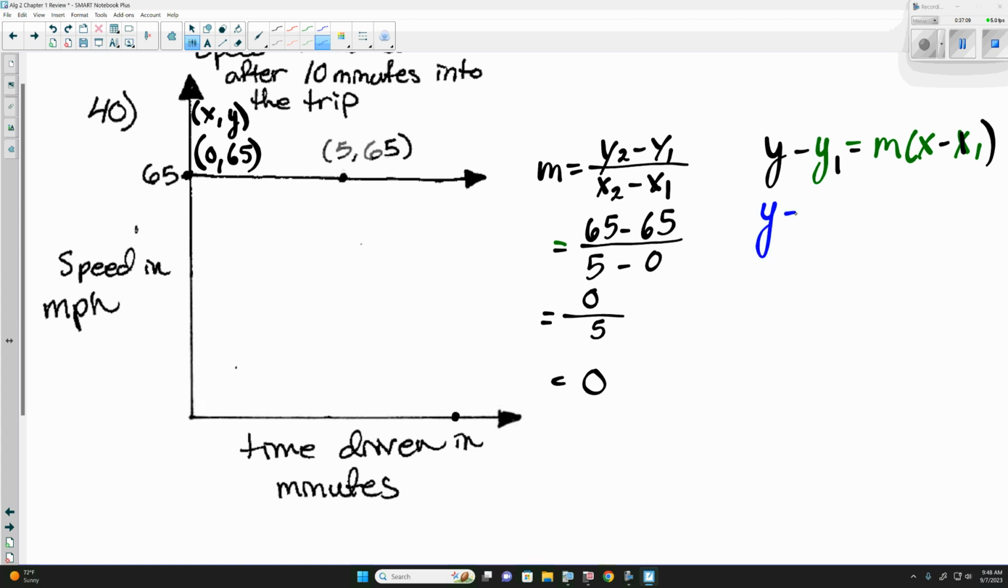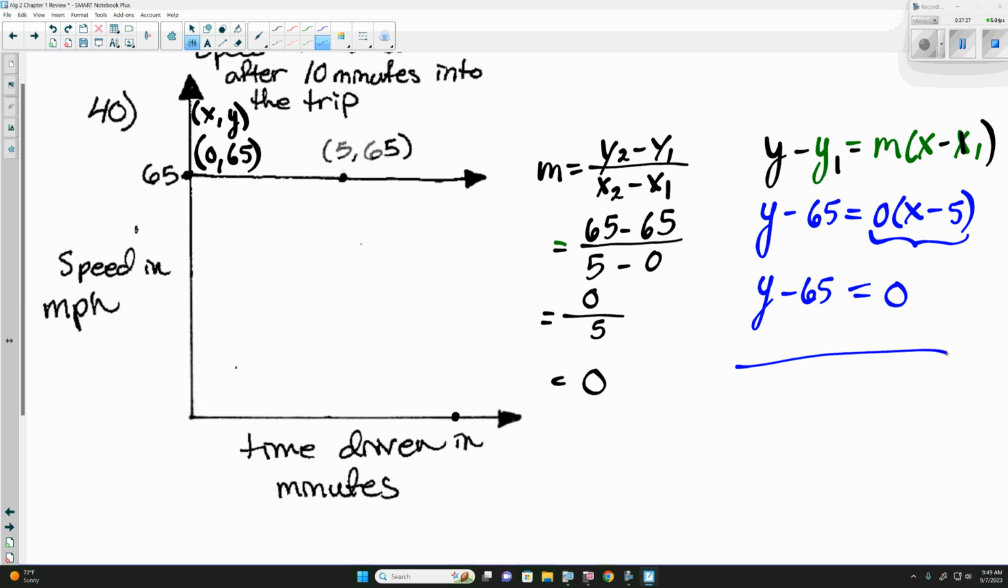Now, I'm just going to pick 65, 5 as our point. Anything times 0 is 0, so this entire right side of the equation is exactly 0. Because whenever we have a flat line, it's just whatever that number is.